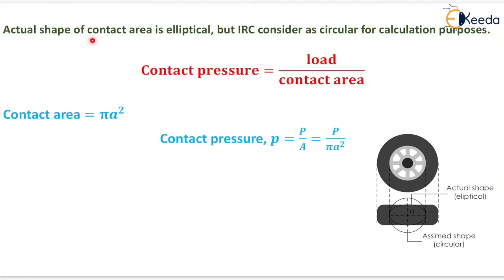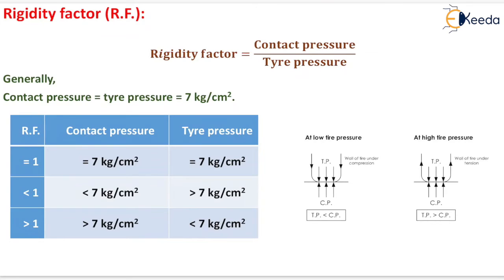The actual shape of the contact area is elliptical, but the Indian Roads Congress considers it as circular for calculation purposes, that is like this. Contact pressure will be equal to load divided by contact area. If contact area is equal to pi a square, then contact pressure will be equal to P divided by pi a square.